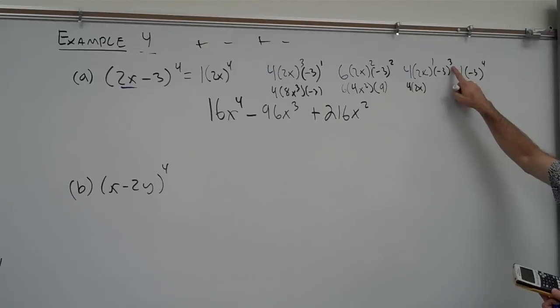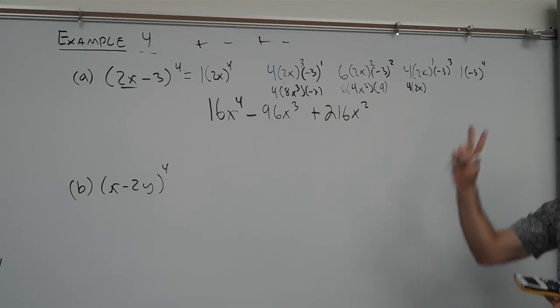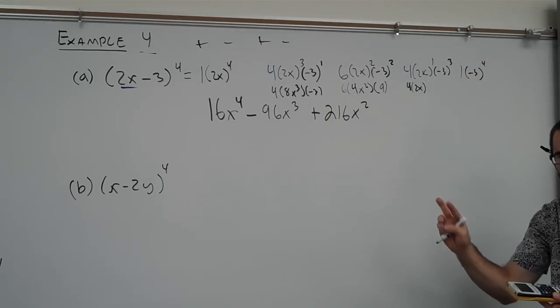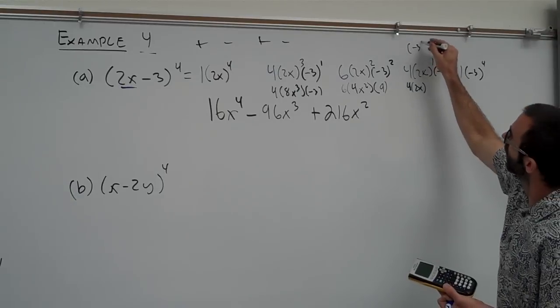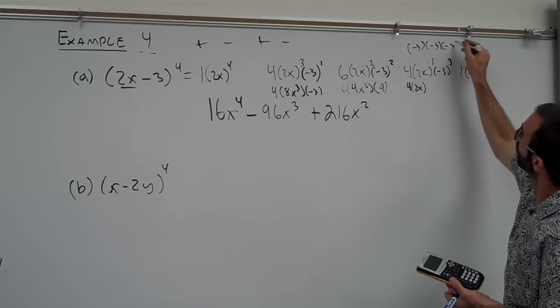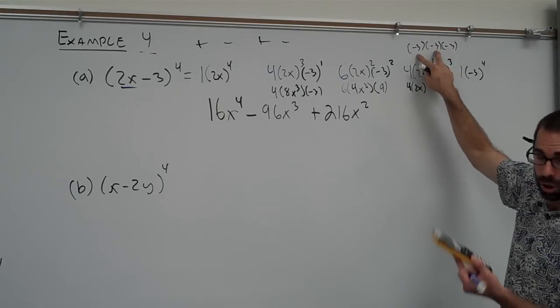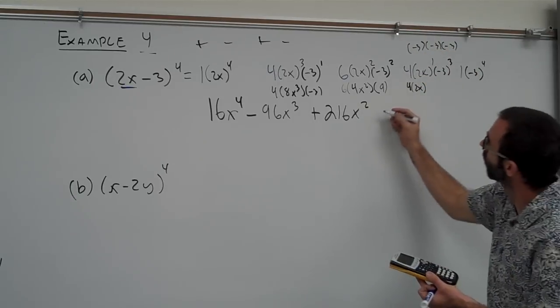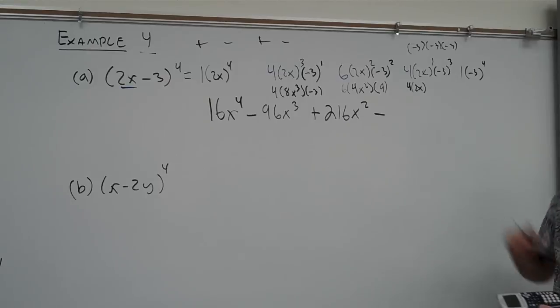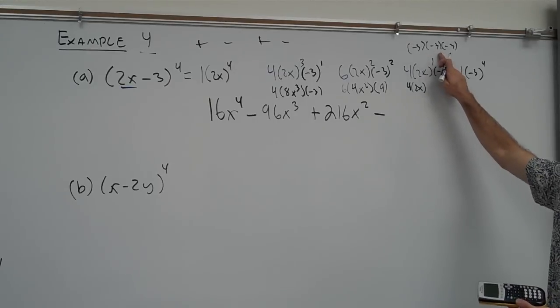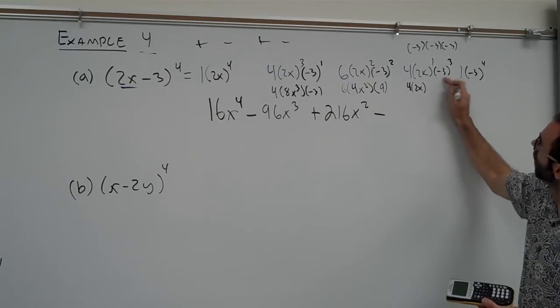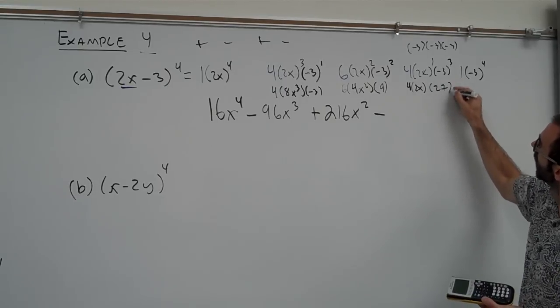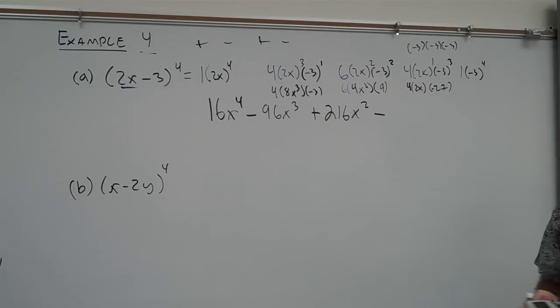Negative 3 cubed means negative 3 times negative 3 times negative 3. Two negatives make a positive, so a positive times a negative, we know, is going to be a negative answer. So 3 times 3 is 9, times 3 is 27. So this right here will give us 27, which is going to give us a negative.